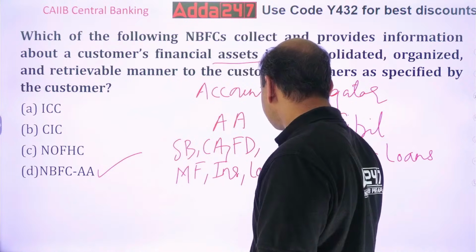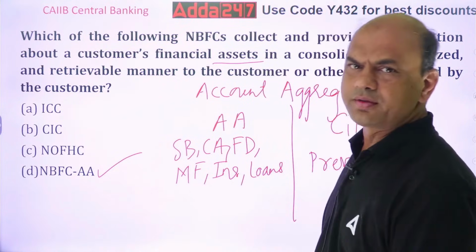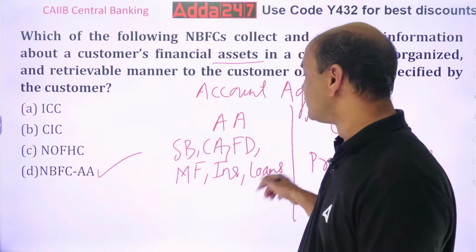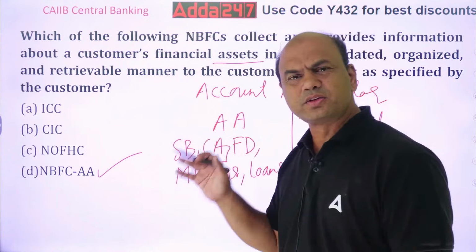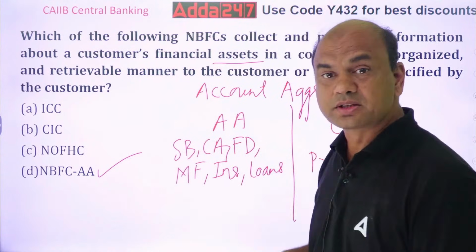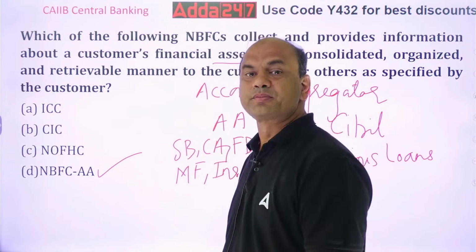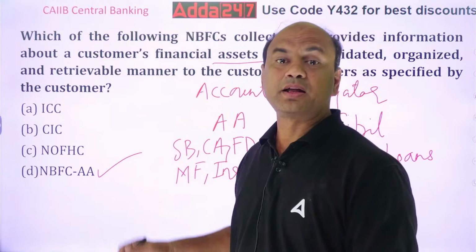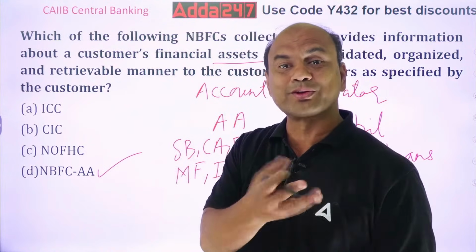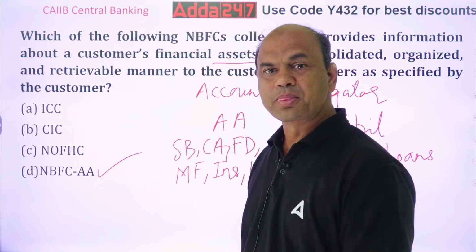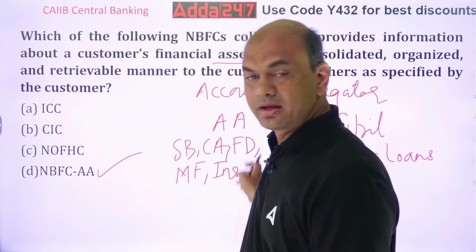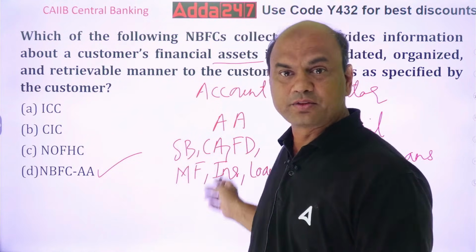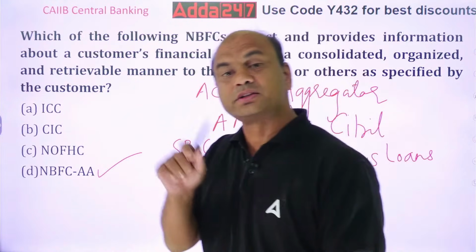Loans will also be there, all the loans. Then anything else: your utility bills, electricity bills, shopping habits. Shopping habits are also captured under AA. How many times do I go to the mall? How many times do I go to the movies? Now this company AA will collect this information and give the information to the concerned party.